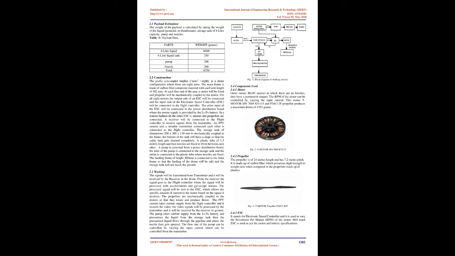At each free end of the arm, a motor will be fixed and a propeller will be mechanically coupled to the motor. For all 8 motors, the output side of an ESC will be connected and the input side of the electronic speed controller, ESC, will be connected to the flight controller. The other input of the ESC will be connected to the power distribution board where the power supply is provided by the LiPo battery. In a similar fashion, all the other ESCs, motors, and propellers are connected.